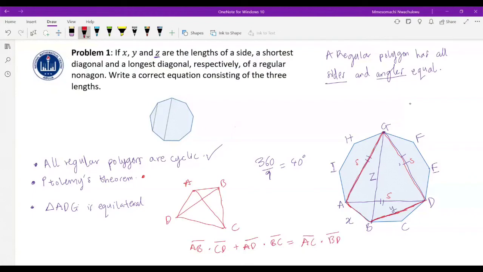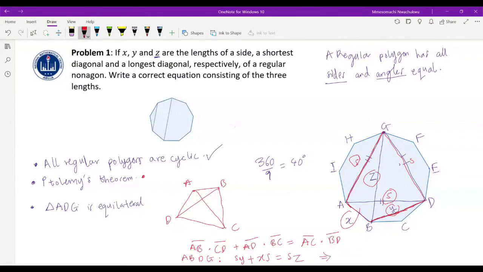Let's apply this now to the quadrilateral ABDG. Let's apply Ptolemy's theorem to this quadrilateral. So let me just put it down here. Quadrilateral ABDG in this case. So from Ptolemy's theorem, what does this give us? We have the product of opposite sides. So we have S times Y, so SY plus XS, and then the product of the diagonals of the cyclic quadrilateral, so S times Z.